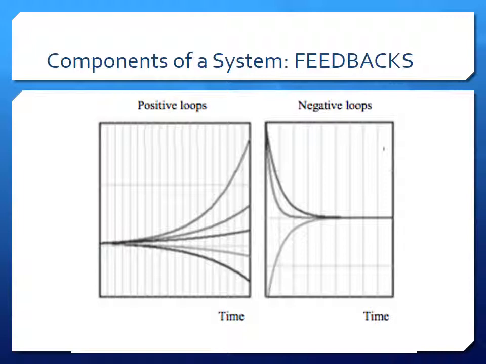But you see here on the left, the positive loops or positive feedbacks tend to amplify disturbances, so they're unsustainable or drive the system away from equilibrium. And the negative loops tend to stabilize over time.